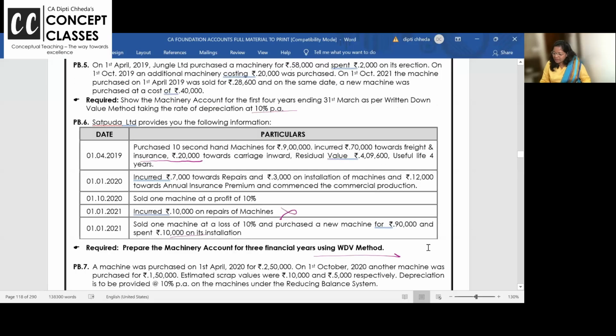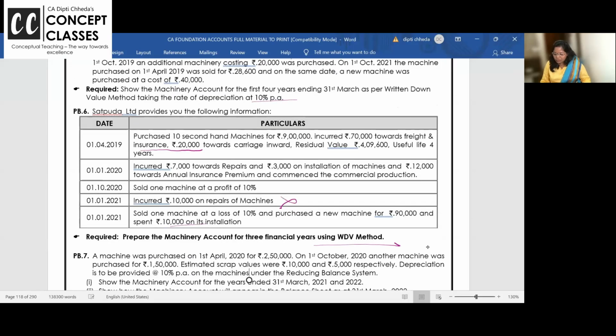Look at this. 70,000 paid towards freight and insurance. This will be the road insurance. So included. 20,000 carriage inward included. Now, after 6 months, when you installed it, you again incurred some repairs and installation. This will also be capitalized. 12,000 annual insurance after the commercial production you will not take.